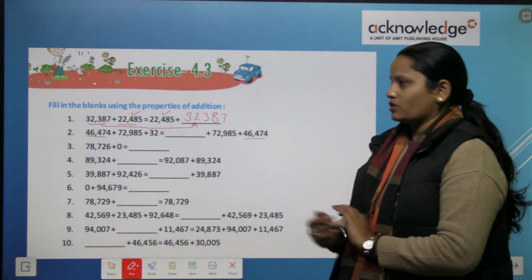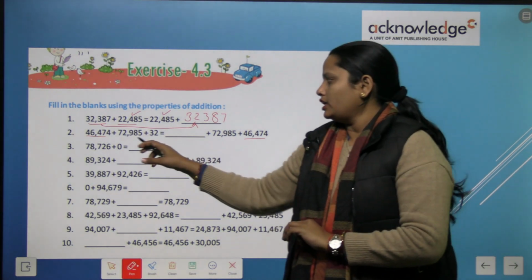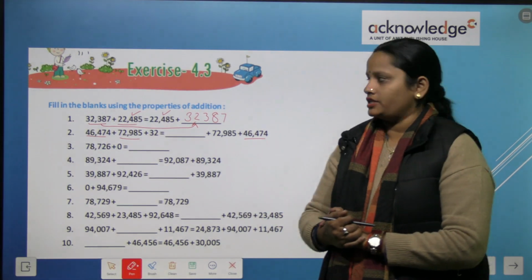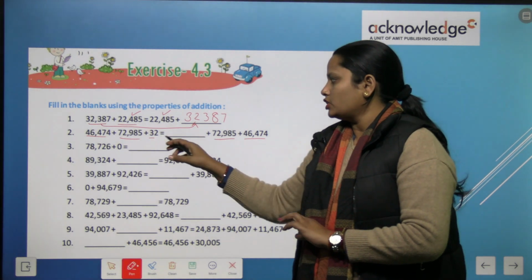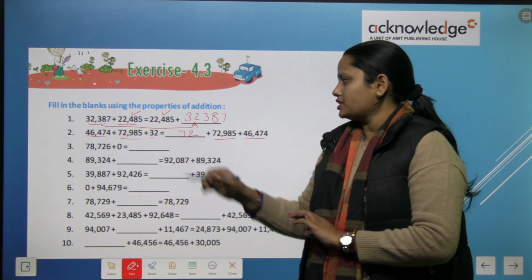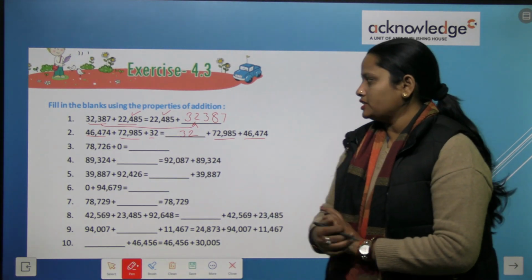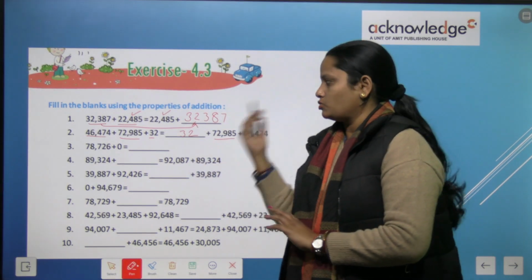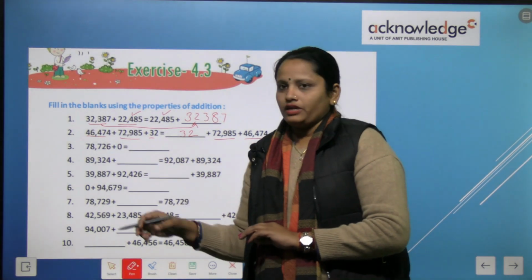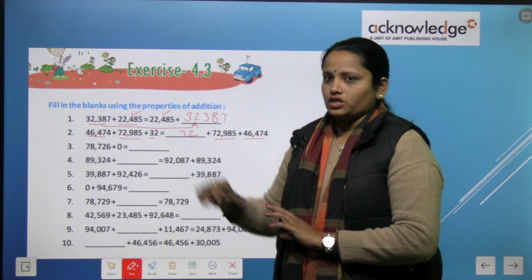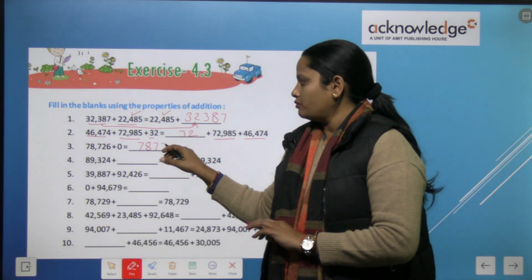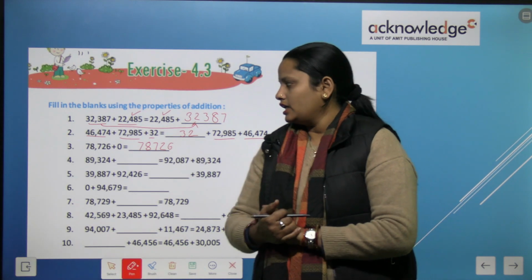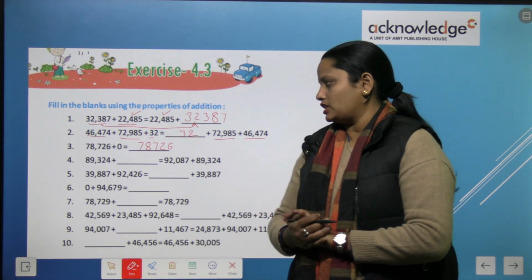46,474. Here also 46,474. Here is 72,985. Here also 72,985. Here 32 is written. So here we are going to write 32. So this property says both the sides should be equal. Now when we add 0 to this number, nothing will change. ये number same, वैसे ही लिखेंगे जैसा लिखा हुआ है. No, nothing will change here.